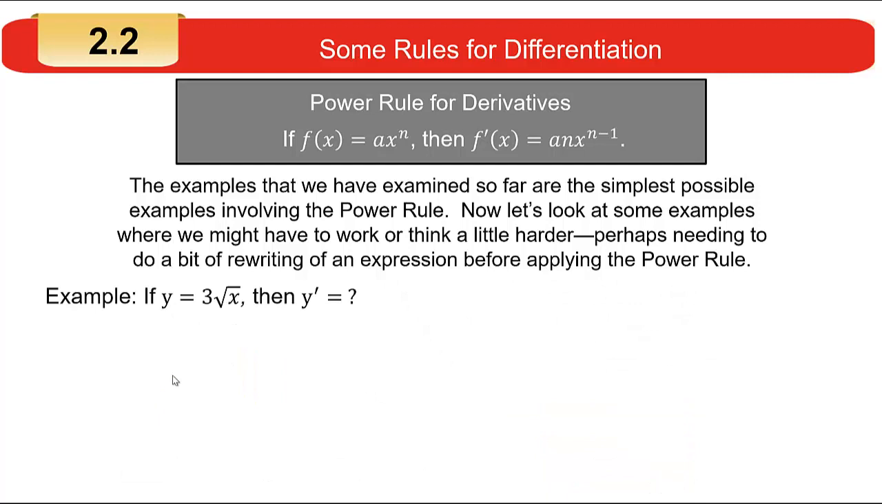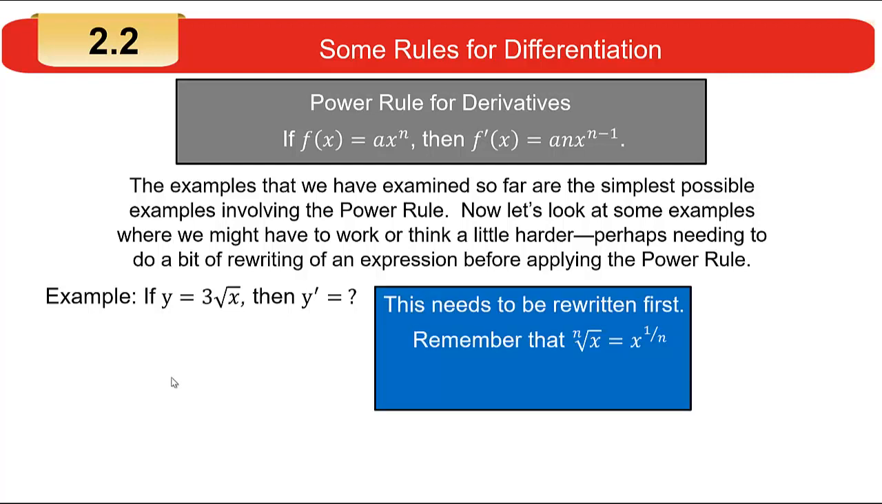Here's another. If y is equal to 3 times the square root of x, then y prime is what? Again, that doesn't look like the power rule, but if you remember that a square root is a 1/2 power, then you can rewrite it and realize that the square root of x is x to the 1/2. And once you do that, you now see that the power rule applies, so you multiply the 1/2 times the 3, and then you subtract 1 from the exponent. Well, what is 1/2 minus 1? 1/2 minus 1 is 1/2 minus 2/2, which is negative 1/2.